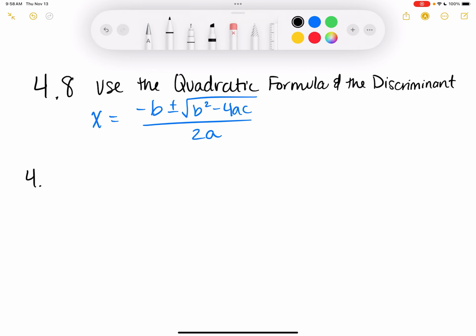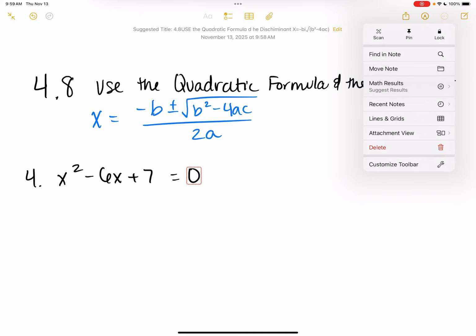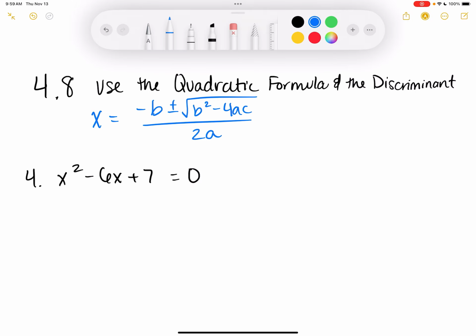So number 4, I've got x squared minus 6x plus 7 equals 0. So this particular problem, if it did not specify and if factoring didn't work, which it wouldn't on this problem, I would complete the square because there's a 1 in front here, so it's going to be easier. However, it's not what these instructions say, so I'm going to follow the instructions and use the quadratic formula. All right, so the formula, the numbers in front are your pieces of your formula, okay?